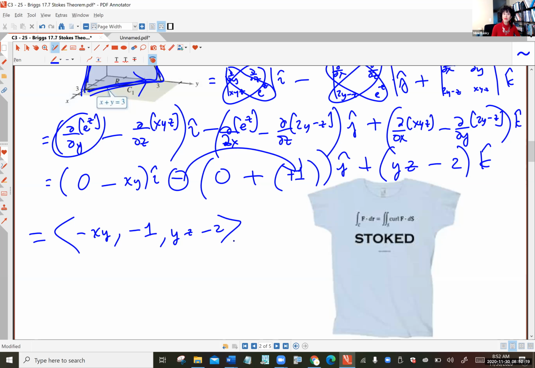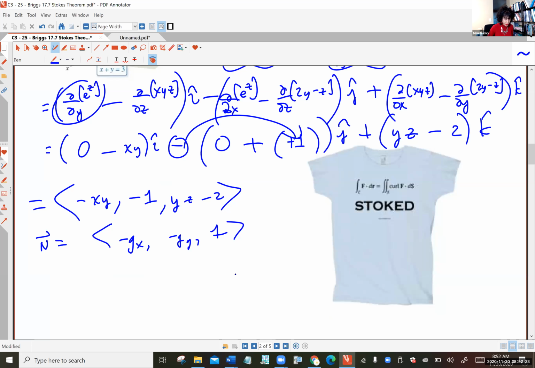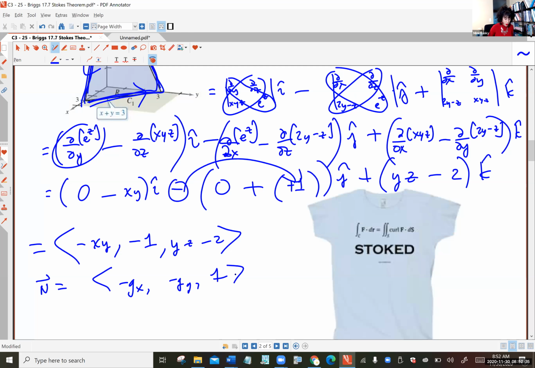So know how to do it. It's not that hard. Okay, you get your curl. Then what? You're going to get your unit normal vector. And we talked about getting this from last week. We want the outward and upward unit normal vector. So it's going to be minus gx, minus gy, positive 1.